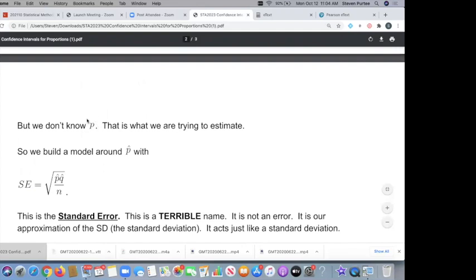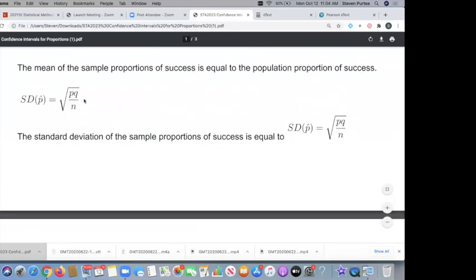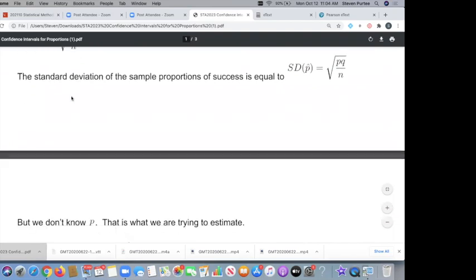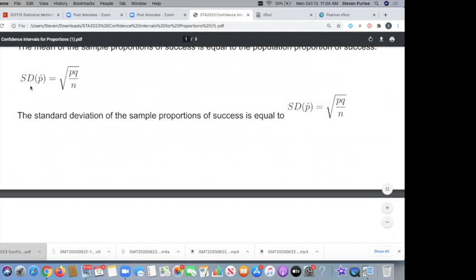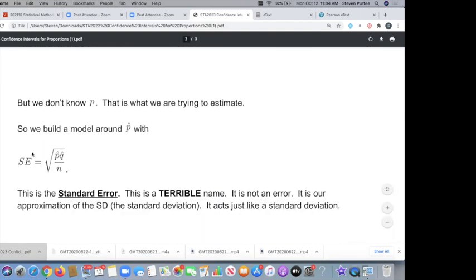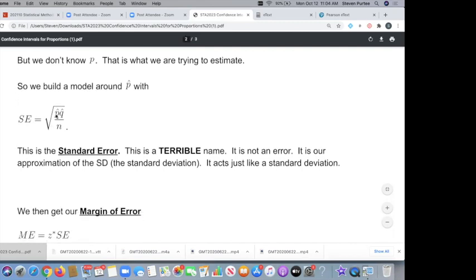Problem is, we don't know P. That's what we're after. That's what we're trying to estimate, the population success rate, and we're just doing one single sample. So we have no way of calculating this because I don't know P or Q. That's what I'm trying to get. So we're going to estimate this standard deviation with this object called the standard error. And that's the square root of P hat Q hat over N, the stuff we got from the sample. Okay, so this thing's called the standard error.